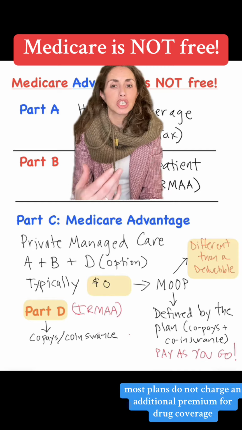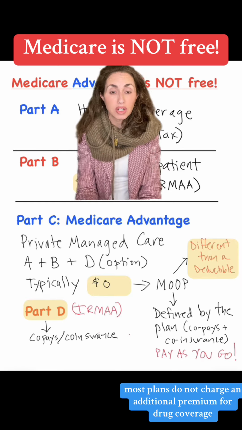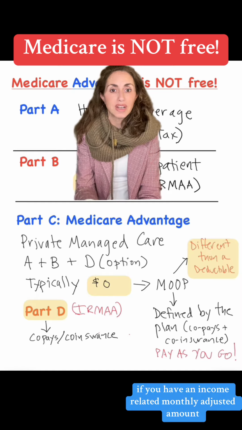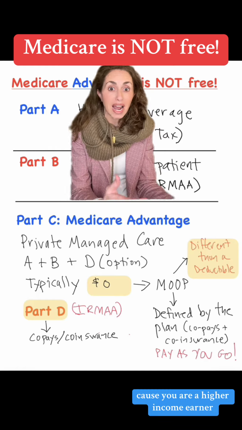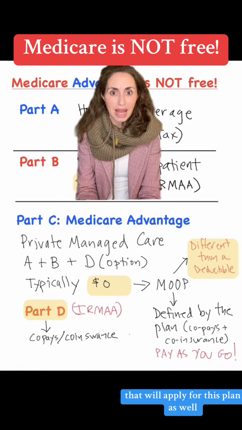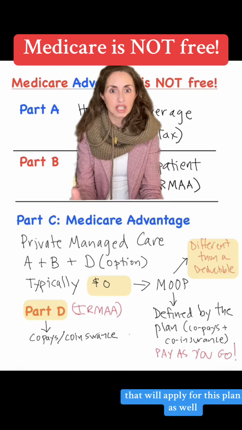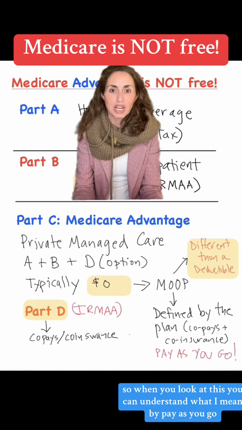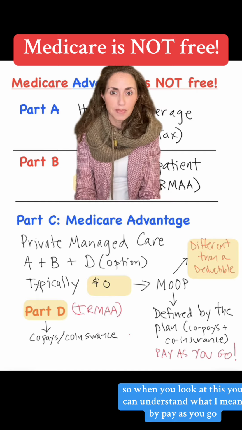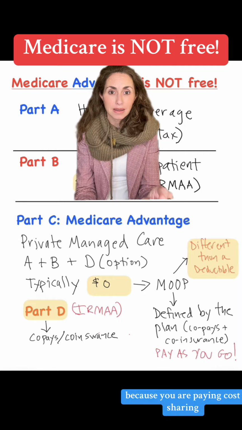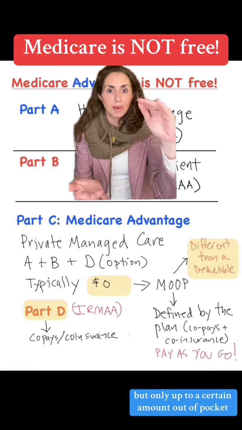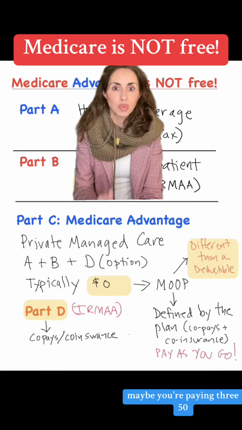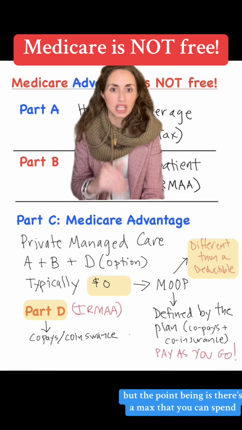Most plans do not charge an additional premium for drug coverage. There's some that may have a small premium added on, but either way, if you have an income-related monthly adjusted amount because you are a higher income earner, that will apply for this plan as well. It applies to B and D, as I mentioned. So when you look at this, you can understand what I mean by pay as you go, because you are paying cost sharing, but only up to a certain amount out of pocket. And even if it's a $10,000 service, maybe you're paying $350. But the point being is there's a max that you can spend.